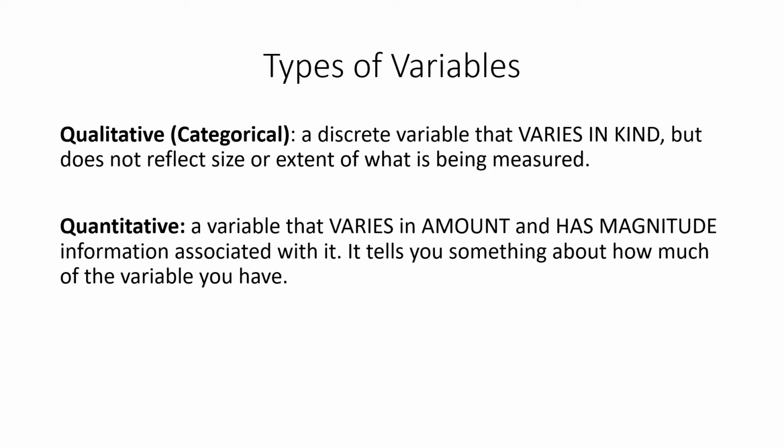When we're talking about variables, we've got different types of variables. We can have a qualitative variable. This is a discrete variable that varies in kind. What do I mean when I say it varies in kind? This is a categorical variable, a nominal variable. It doesn't matter what the number applied to it is.